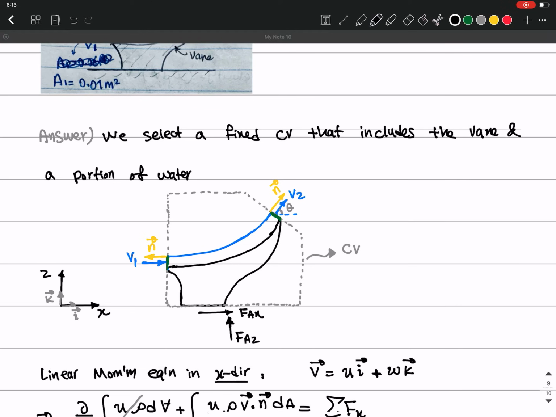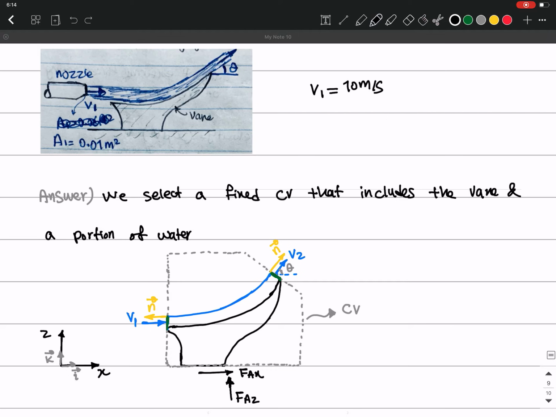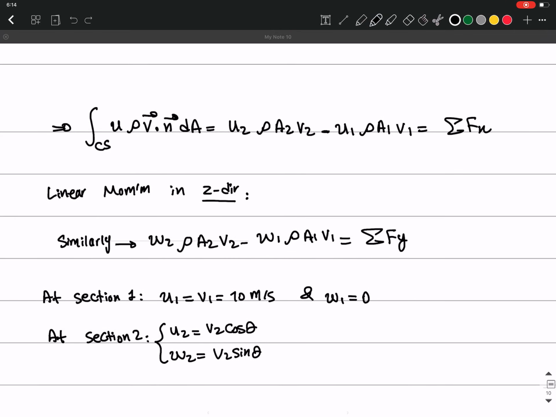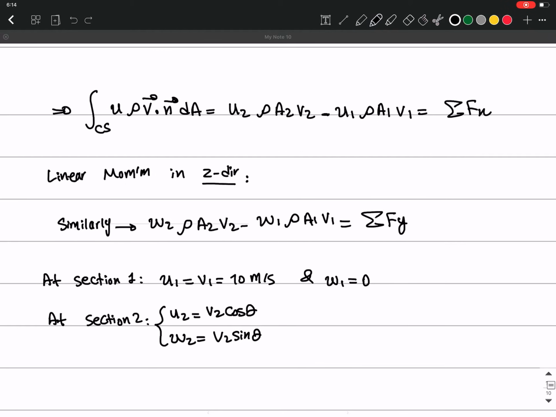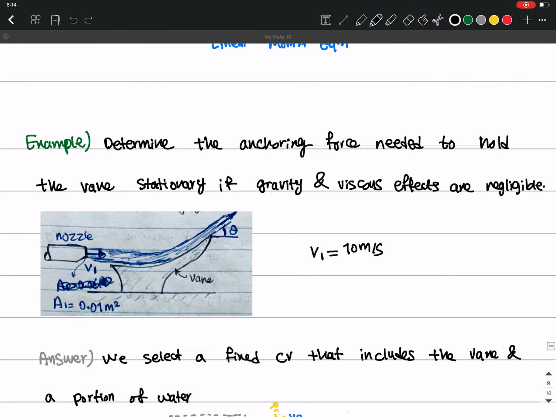And the other thing is, I want to now relate V2 with V1. We know V1, but we don't know V2. And so we have to find V2 in order to be able to close this system of equations, right? So how can I do that? We have to add another equation. The problem states that we can neglect gravity and viscous forces, okay? So what does this remind you of? If viscous effects are negligible, that means we can use the Bernoulli equation, okay?